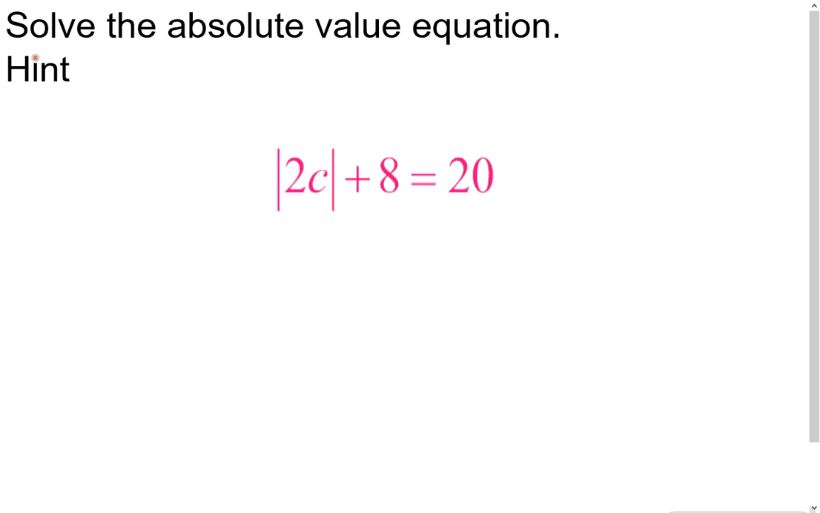Let me give you another one. This one's a little different than the previous ones because now you'll notice that I have the absolute value along with another constant on one side. And all the other ones, the absolute value is all by itself.